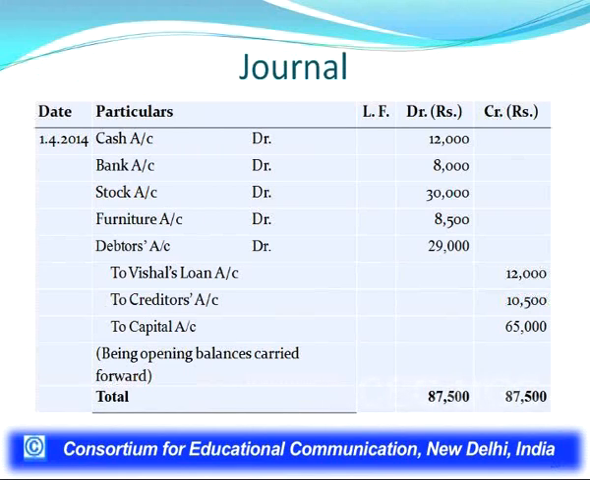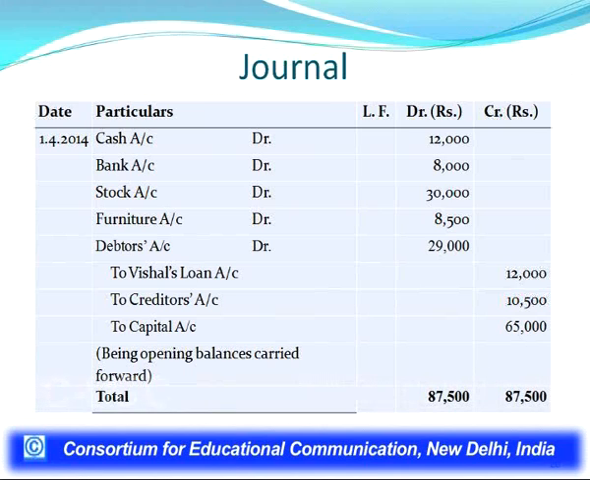So, in this entry we shall debit cash account, bank account, stock account, furniture account, debtors account. Debtors account shall be recorded separately in the account of ABC in the debtors ledger. Then we credit Vishal's loan account 12,000, creditors account 10,500. Creditors account shall be opened in the creditors ledger and Mr. X and Y both shall be credited with their balances.